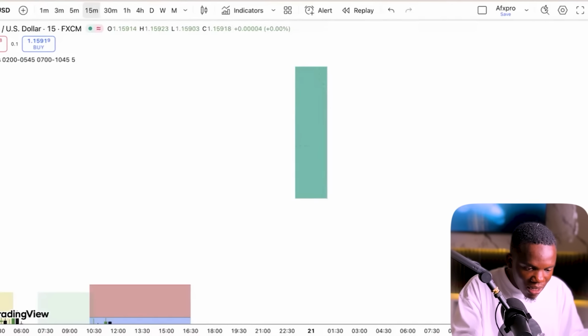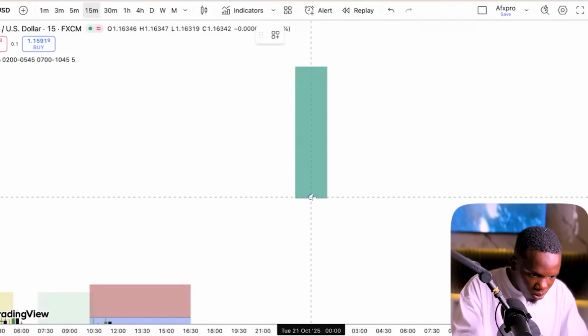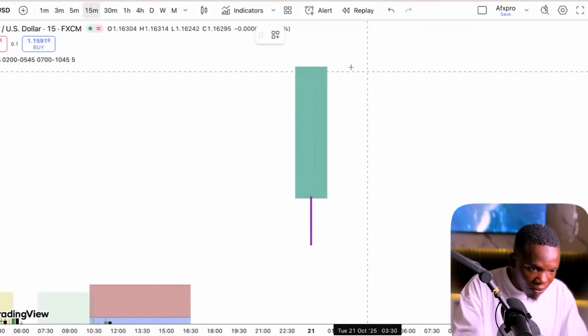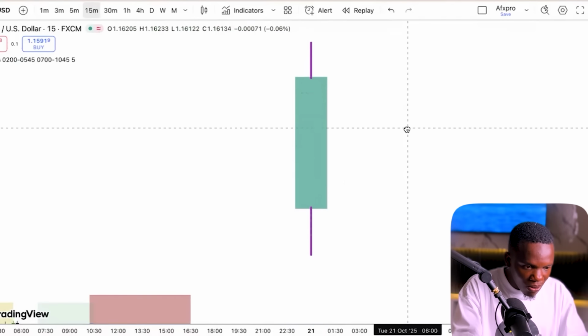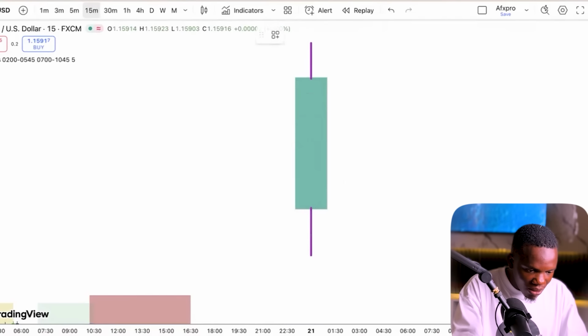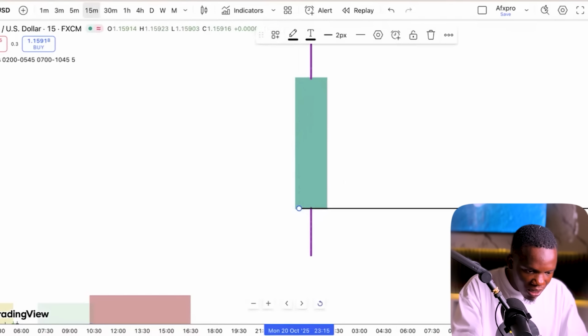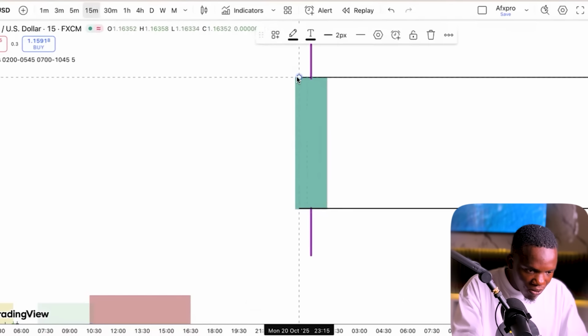This daily candlestick has properties. This is the wick of the candle. All right, then this is the high of the candle right here. Then this is the open of the candle. This is the opening of the candle. Then this is the close of the candle.